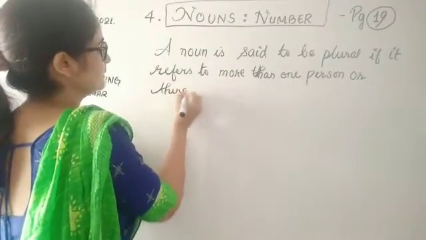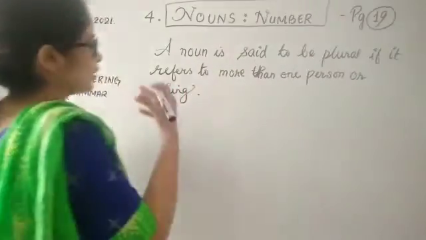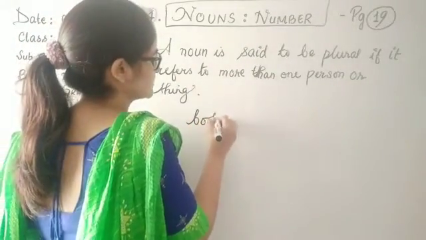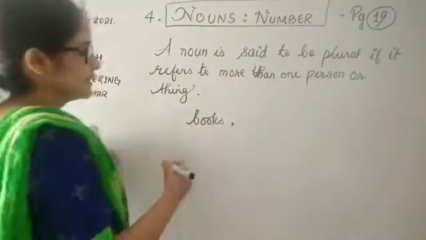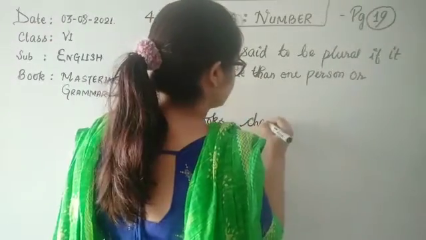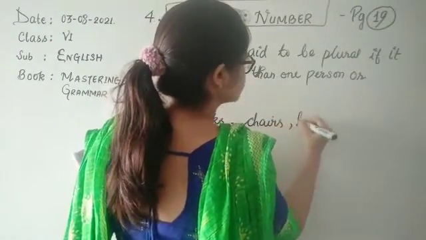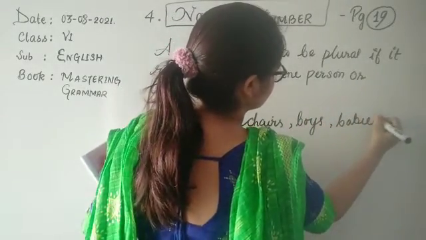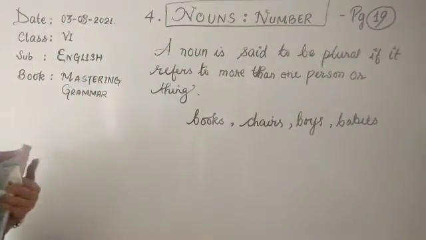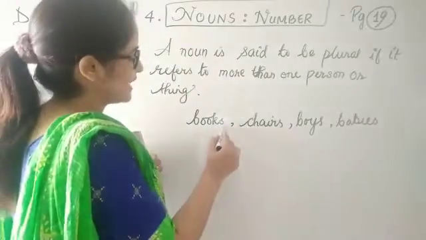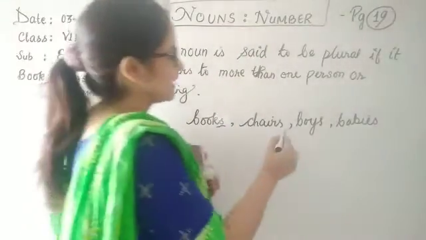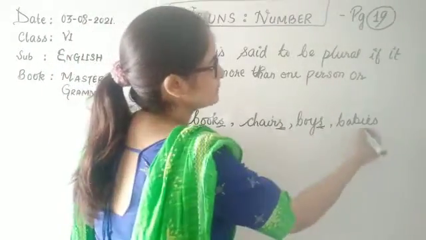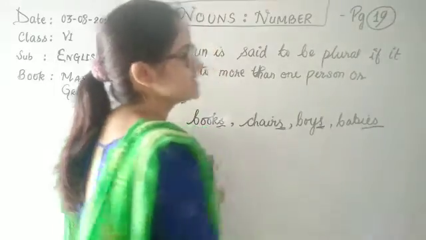For example, let me pick up the examples from singular nouns only. So book becomes books, we are adding s here. Now chairs, boys, babies. Yes, you can see how we have changed it into plural. Here we have added s to book, again s to chair, then s with boys, and then with baby we have added ies.